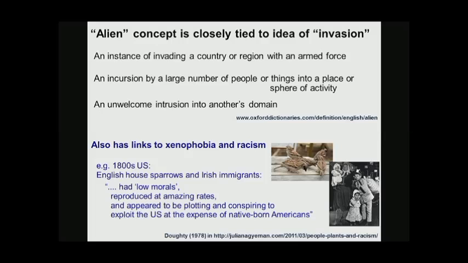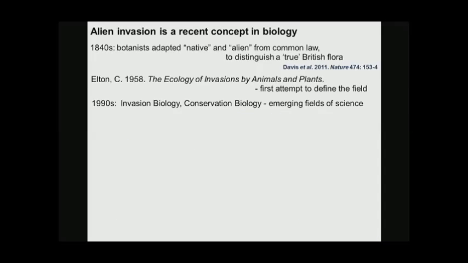So, for example, in the United States in the mid-1800s, the country was being swamped by house sparrows from England and immigrants from Ireland, which were considered to have low morals, reproduced at amazing rates, and appeared to be plotting and conspiring to exploit the US at the expense of native-born Americans. In biology, alien invasion is a recent concept.